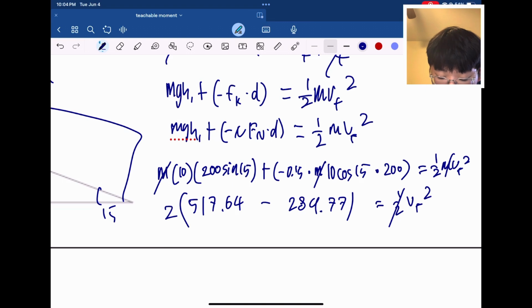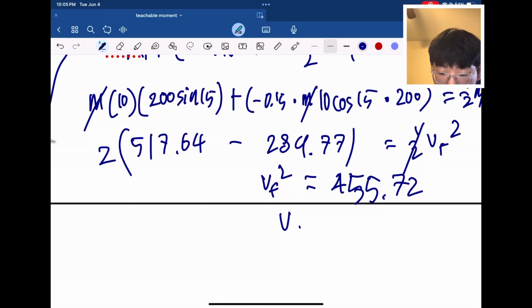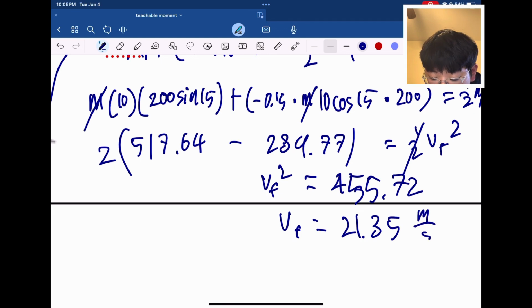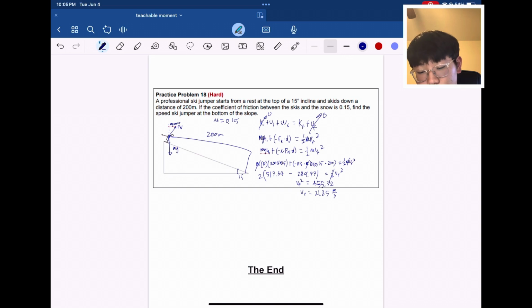Then I'll just multiply each side by 2, so v final squared is 455.72. And if we square root that, we're going to get a final velocity of 21.35 meters per second. Okay, so that's the end of quickly going over the concept of energy.